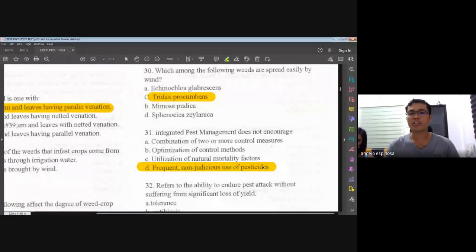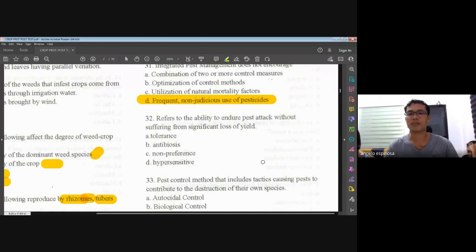Kasi nga, when you talk about integrated pest management, there is a judicious use of chemicals or integrated pest. No?